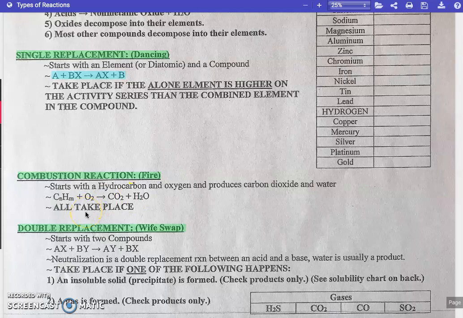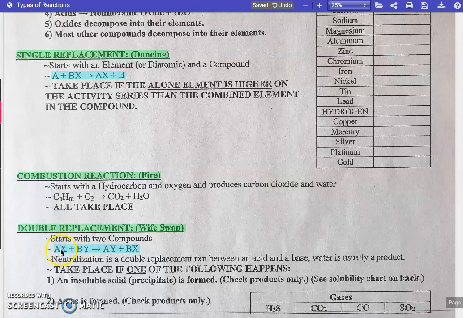The fifth and final type of reaction is a double replacement reaction. And you can see that in a double replacement reaction, you actually start with two compounds, AX and BY, and you end with two compounds. I call this wife swap. If you watch the TV show or if you know what that is, it kind of helps you understand what's going on here. So we have two couples and they switch spouses. Whether they switch wives or husbands, doesn't really matter how you look at it.